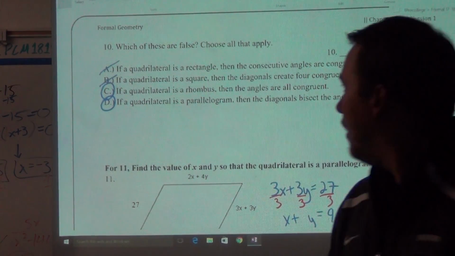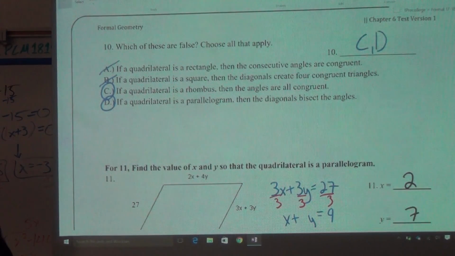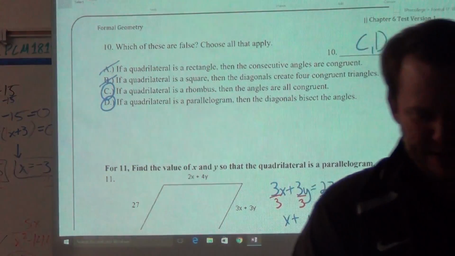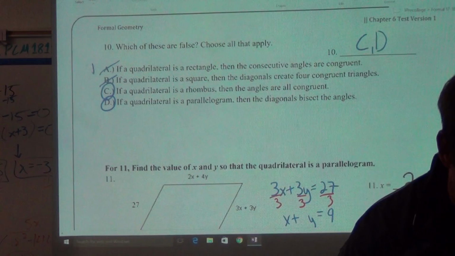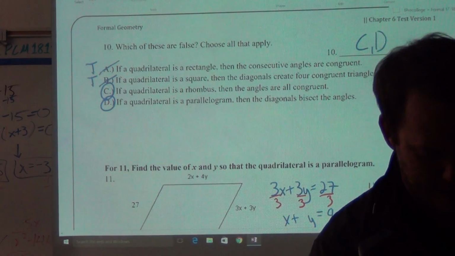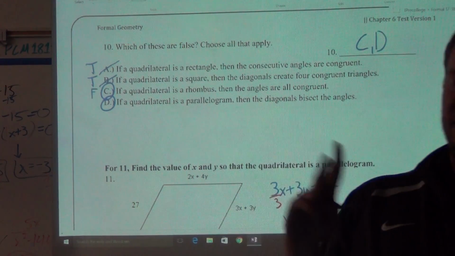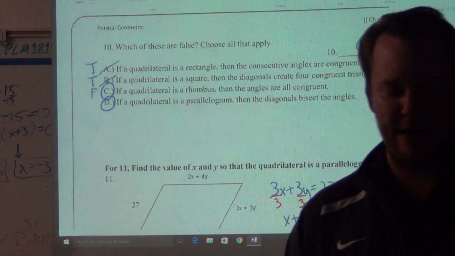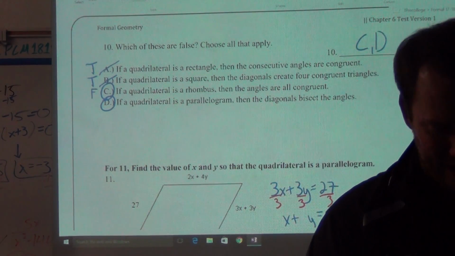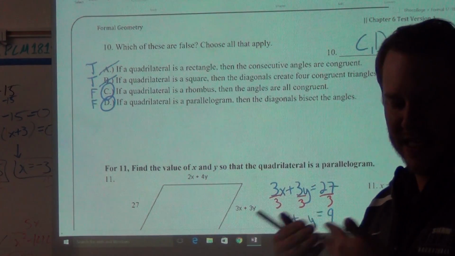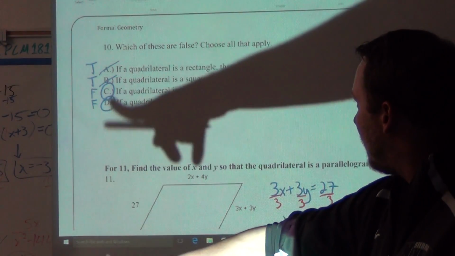Number 10. If a quadrilateral is a rectangle, then consecutive angles are congruent. That is true. If a quadrilateral is a square, the diagonals create 4 congruent triangles. That is true. If a quadrilateral is a rhombus, then the angles are all congruent. That is false. They could be, but they don't have to be, therefore it's false. If a quadrilateral is a parallelogram, then the diagonals bisect the angles. That is false. They could if the parallelogram were a rhombus, but again, it doesn't have to be. The question asked us for the false one, so I chose C and D.